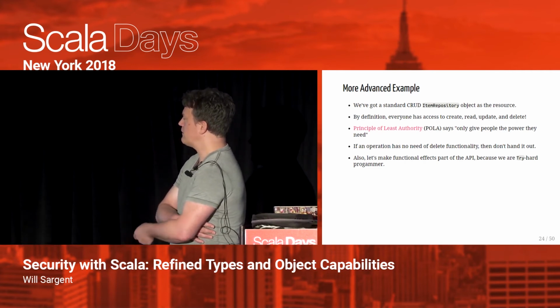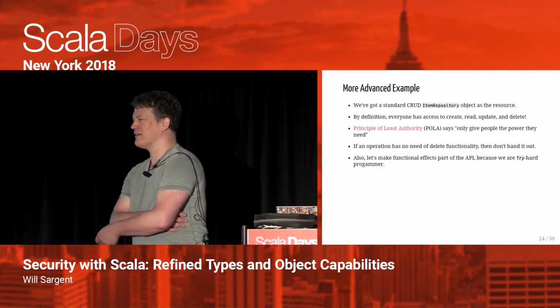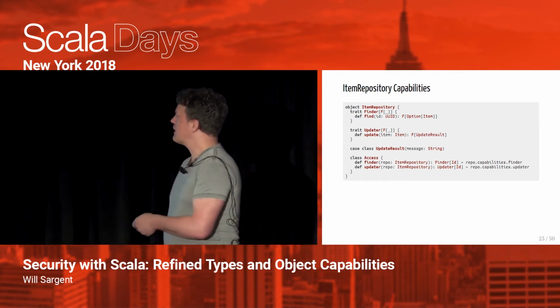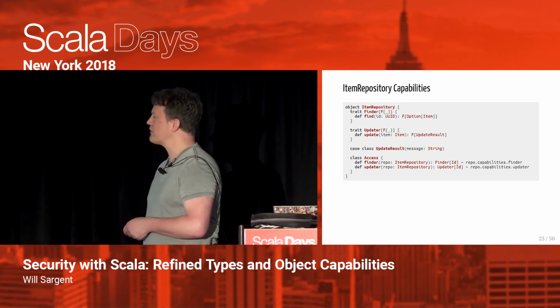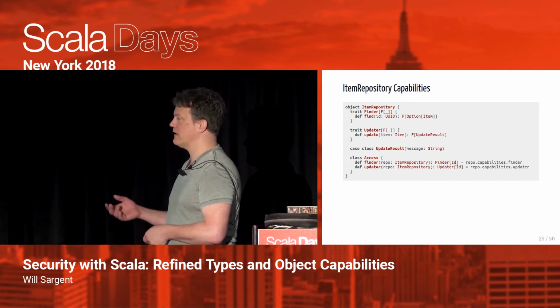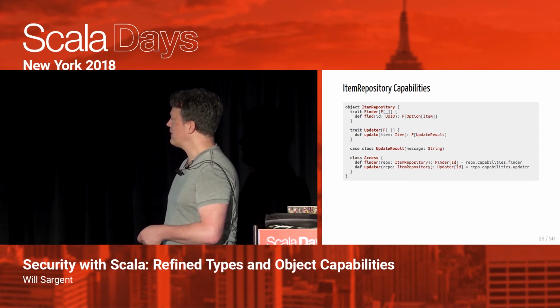So while we're doing that, let's make functional effects part of the API because we're try hard. Okay, sorry, not sorry. And so item repository, here I'm just doing the finder and updater methods. So instead of having a CRUD repository, we are doing find and update. We're not doing delete and the other one. So we've got this simple thing here. We've got tagless final on the other end, so we can turn this into either the thing itself or a try or a future if we need to.